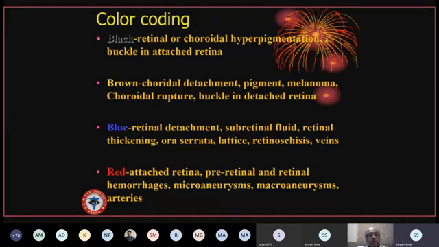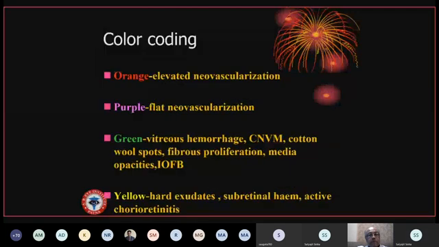Then what is red? Red is attached retina, pre-retinal and retinal hemorrhages, microaneurysms, macroaneurysms, and arteries. What is orange? Any elevated neovascularization is orange. Purple is a flat neovascularization. Anything in the vitreous cavity is green. This is the common funda you have to learn. Anything in the vitreous cavity, it could be a vitreous hemorrhage, a CNVM, cotton wool spots, fibrous proliferation, any media opacities, IOFBs, everything is color-coded green. Yellow could be hard exudates, subretinal hemorrhage, or active chorioretinitis.